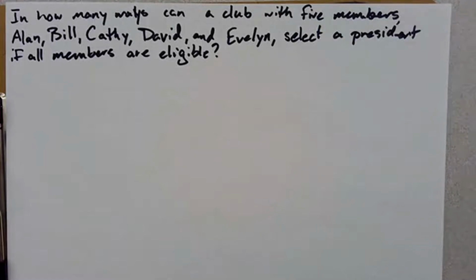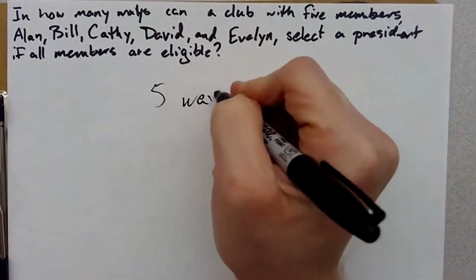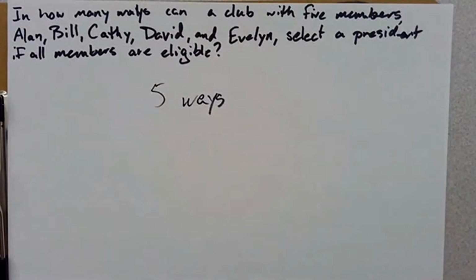In this video, we're going to look at the section 10.1 examples. We're going to start with this problem. In how many ways can a club with 5 members, Alan, Bill, Kathy, David, and Evelyn, select a president if all members are eligible? Well, this is pretty simple because there are 5 members, they're all eligible. There are 5 ways to choose the president. It's either Alan, Bill, Kathy, David, or Evelyn.